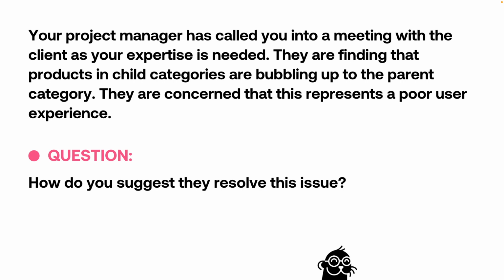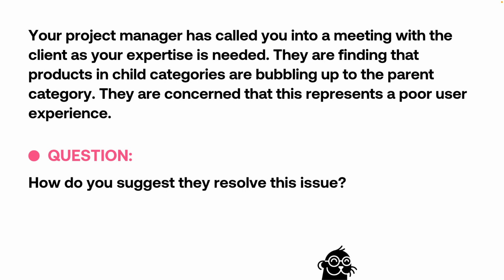Your project manager has called you into a meeting with the client as your expertise is needed. This could be good or bad. I've been there both ways. Let's see what the issue is here. They are finding that products in child categories are bubbling up to the parent category. They are concerned that this represents a poor user experience. Question: how do you suggest they resolve this issue?